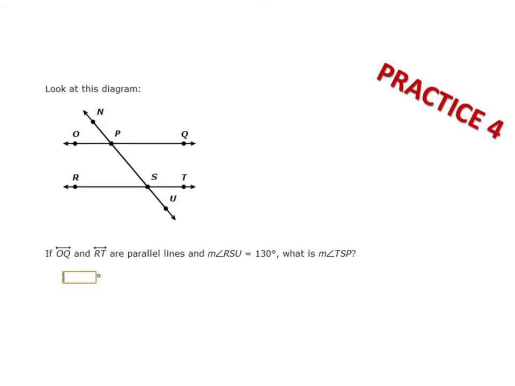Practice 4. If lines OQ and RT are parallel lines and the measurement of angle RSU equals 130 degrees, what is the measurement of angle TSP? Again, find out what angle we're looking at, and it's angle RSU. It's that angle right there. You need to find out where the other angle is and what the measurement of that one is.